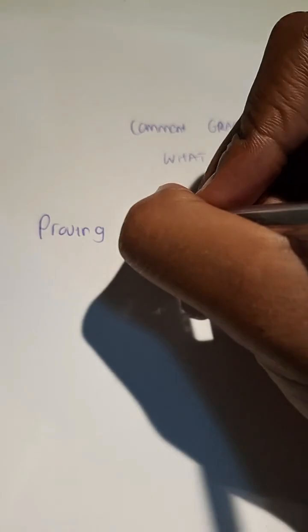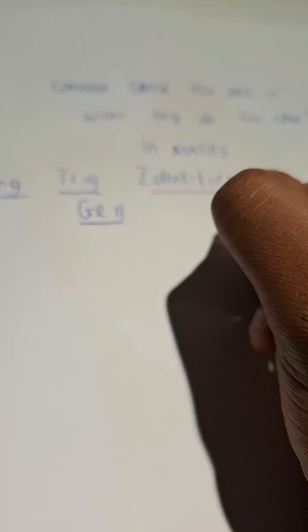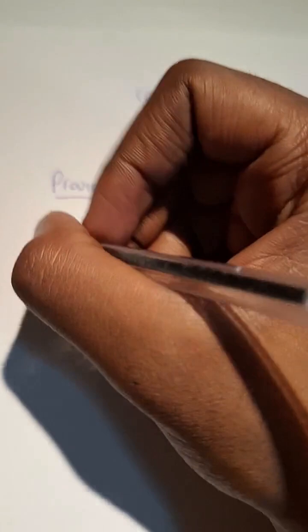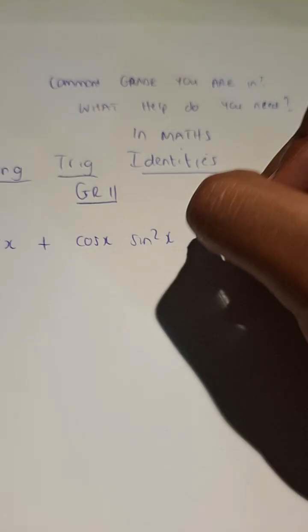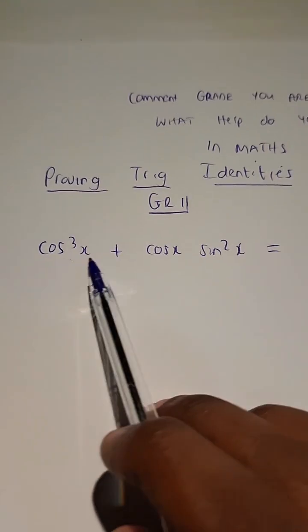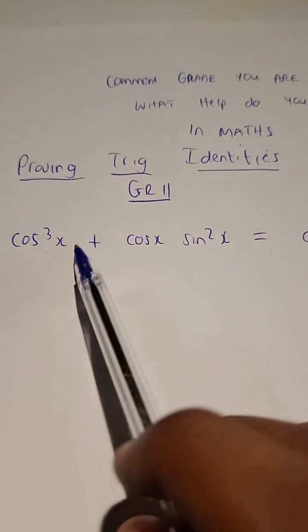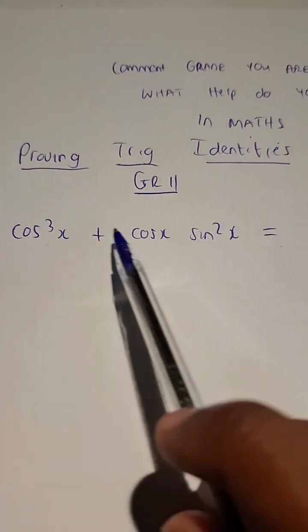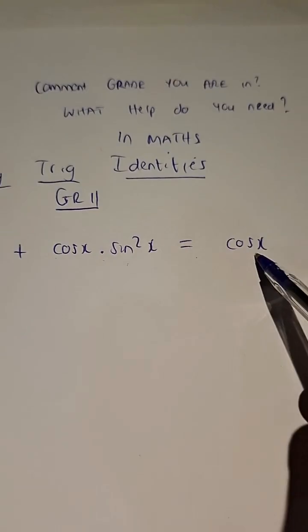Proving trig identities. Okay, grade 11. So let's look at an example. Let's look at a trig identity such as this. They say prove that cos to the power 3x plus cos x times sine squared x is equal to cos x.